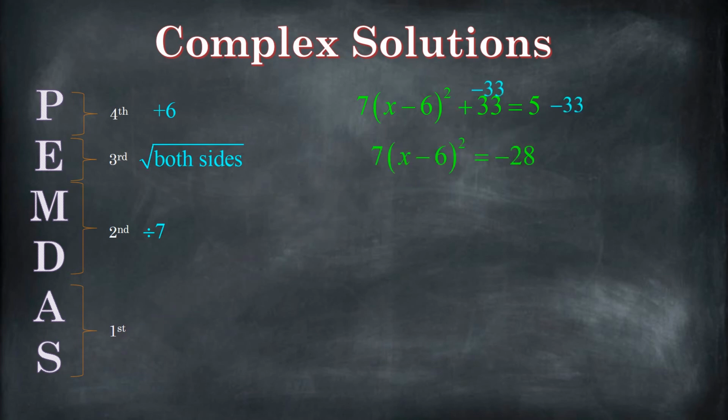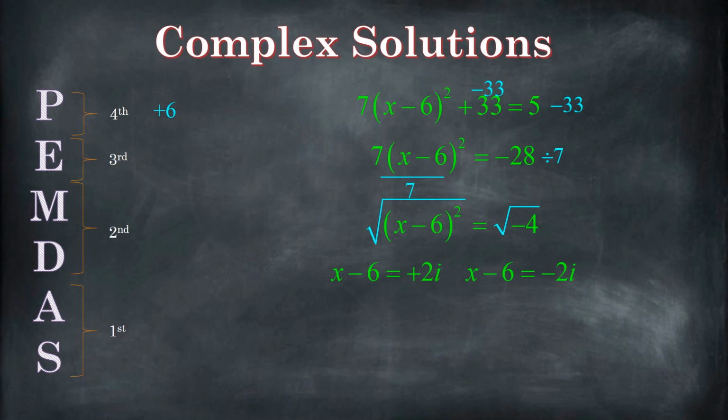So we subtract 33 from both sides, right? 5 minus 33 is 28. Then we're going to go ahead and divide both sides by 7, right? Now we take the square root of both sides. And so the square root of x minus 6 squared is just x minus 6. The square root of negative 4 is 2i and negative 2i. That's why we have two solutions right here. We have two answers for this number right here, plus 2i and minus 2i. You don't really need to write the plus right there, but I did just in case.